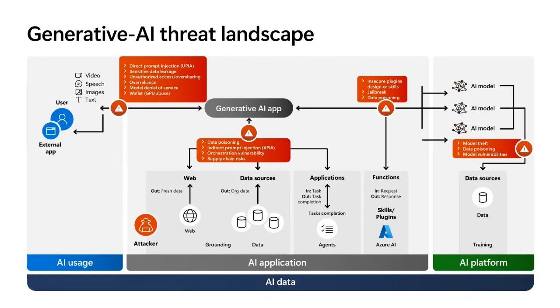So you will see that there is a variety of threats across the landscape here. Direct prompt injection, sensitive data leakage, unauthorized access between the user and the Gen AI app, for example, and between the Gen AI app and all the sources it's trying to connect, data poisoning, indirect prompt injection, orchestration vulnerabilities, supply chain risks, and between the Gen AI apps and the model, insecure plugins, jailbreak, data poisoning again. And last here is on the model itself, there could be a model theft, data poisoning, and model vulnerabilities.